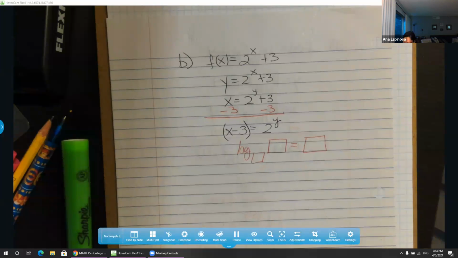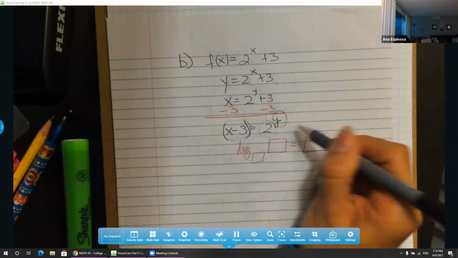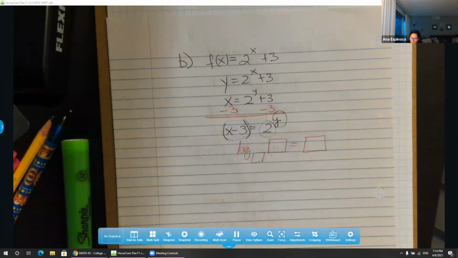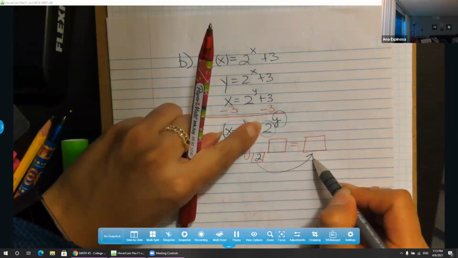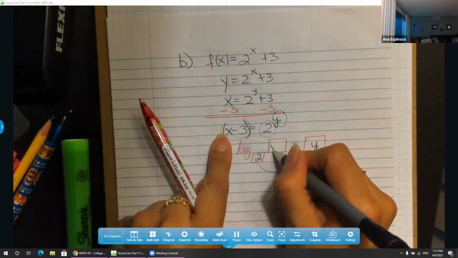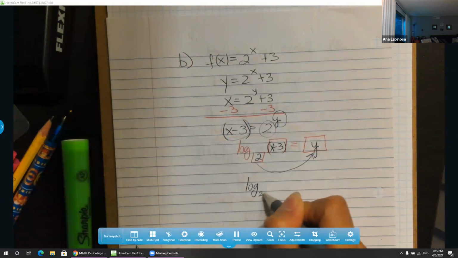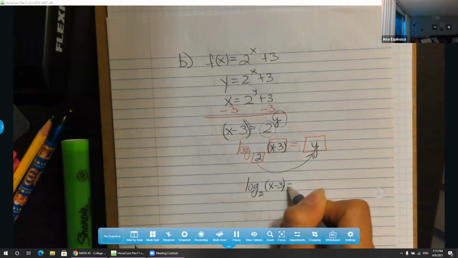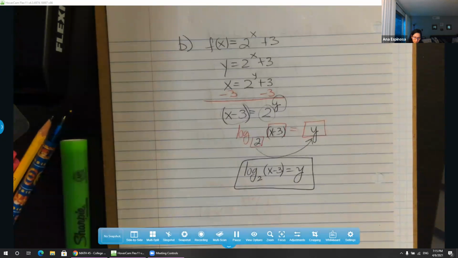Okay, if you look at these three, there are three pieces: piece 1, piece 2, piece 3. Which one's the base with the exponent? The base is 2, so that goes here. That's going to be raised to the power, which is the y, and that's going to be equal to the answer of x minus 3. When I do that, log base 2 of x minus 3 equals y, I have solved for y. Okay?